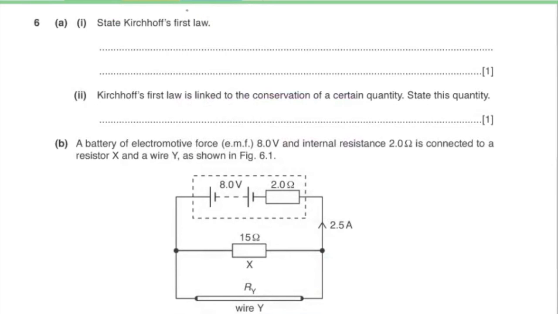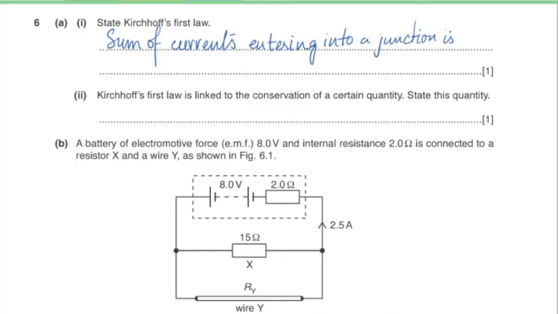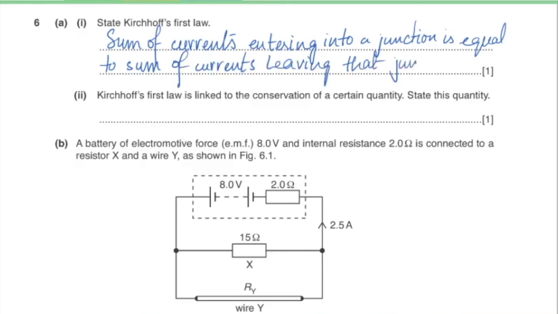Question number 6, A, state Kirchhoff's first law. The sum of currents entering a junction is equal to the sum of currents leaving that junction. Part 2, Kirchhoff's first law is linked to the conservation of a certain quantity. State this quantity. This is charge.